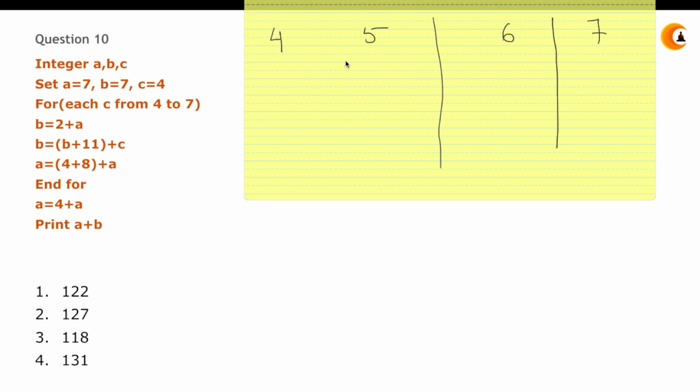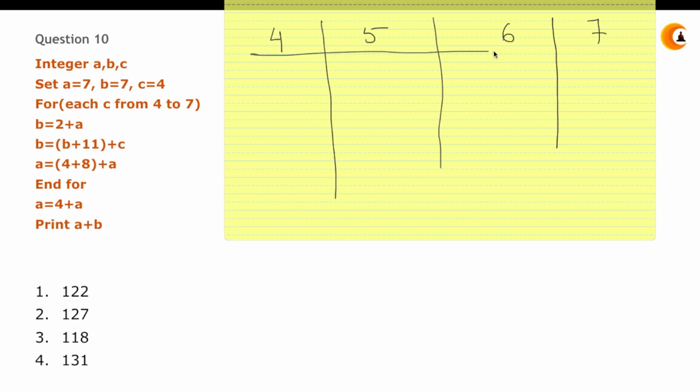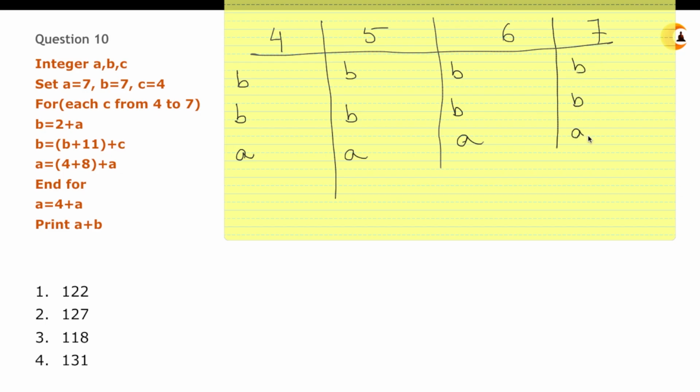And there are certain values that we need to find out. What are the values being updated? B, B and A. So we have to find out the value of B, B and A in each case, right? The initial value is already given over there: A is 7, B is 7, C is 4.